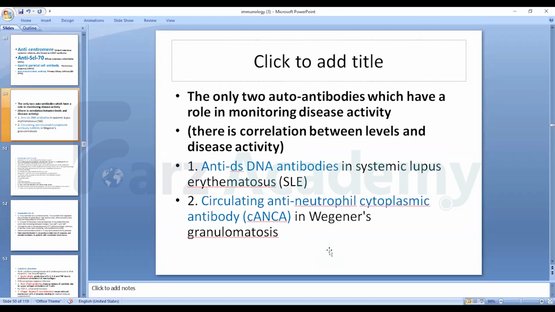The only two antibodies which have a role in monitoring disease activity, where there is a correlation between the level and the disease activity, are anti-dsDNA antibodies in SLE and c-ANCA in Wegener's granulomatosis. If the level is high, the disease activity is also high in these two cases.